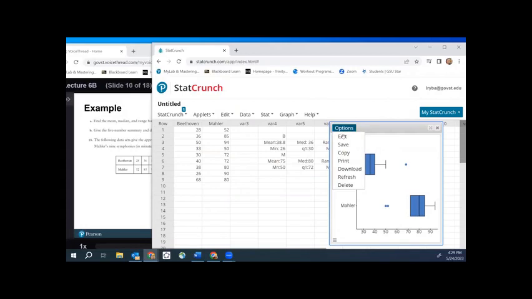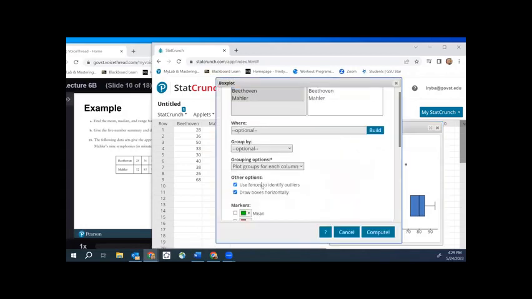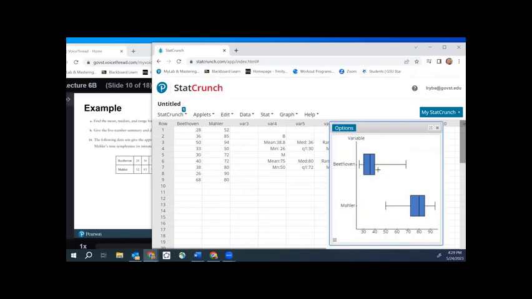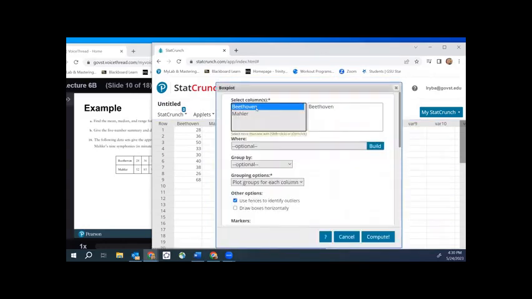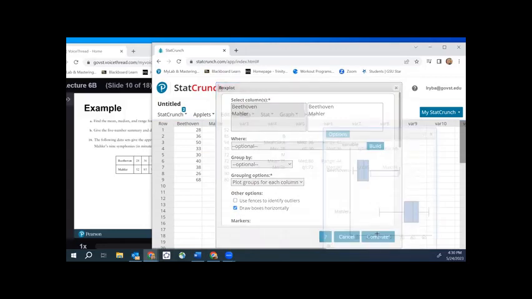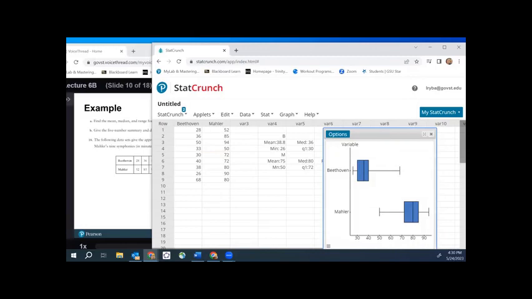So for our sake, for this class, I want you to uncheck this so that you can draw your box correctly all the way from min to max. So if you want to see that again, that was graph, box plots, select your values, turn this check mark off and turn draw horizontal on, then click compute. And that, you have created a box plot.